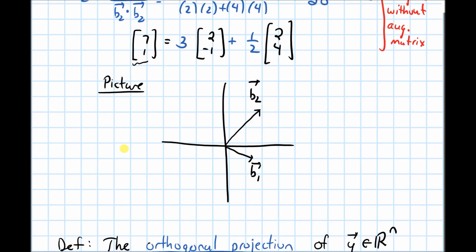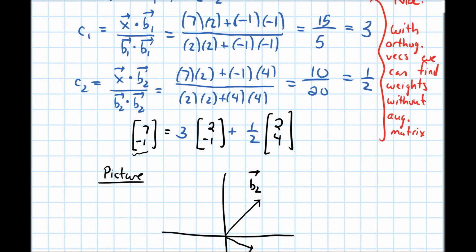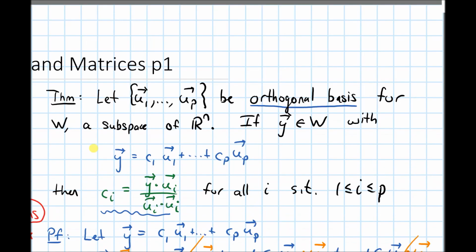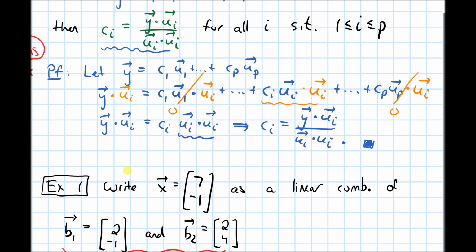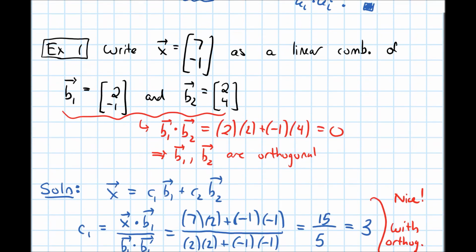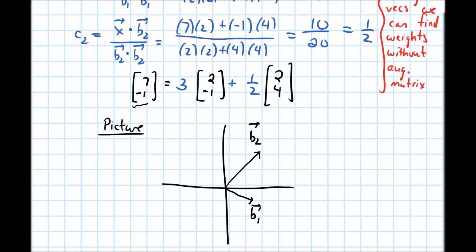Oops, sorry, I think I miswrote this. I think this should have been 7, -1. Let me just double check that. Sorry, I scrolled too far up. Yeah, it was 7, -1. I just miswrote that. Okay, so we draw 7, -1. It will look something like this. So that's our vector x.